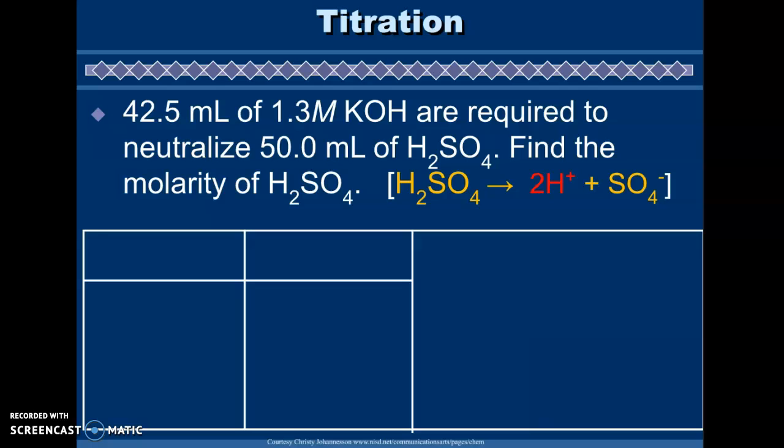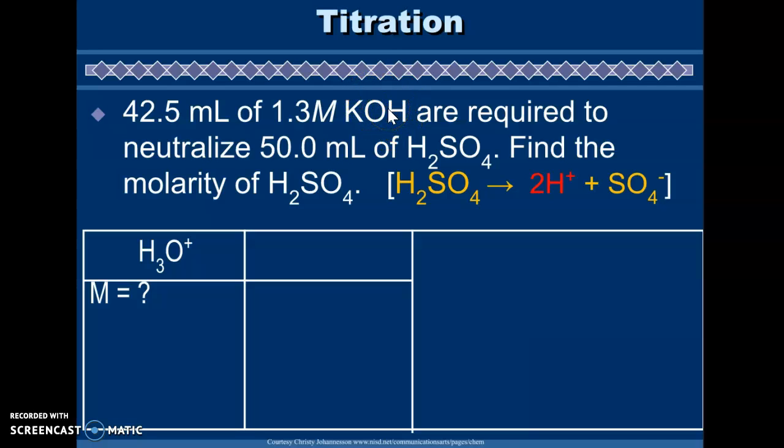So let's do a problem. Here we have 42.5 milliliters of 1.3 molar potassium hydroxide, and it's required to neutralize 50 milliliters of sulfuric acid. Find the molarity of sulfuric acid. We're going to do the same thing as before, where we write our acid information in one column and our base information in the other column, and then plug it into the equation. We know that sulfuric acid is the acid because it has the hydrogens up front, and potassium hydroxide is the base because it has the OH in it.